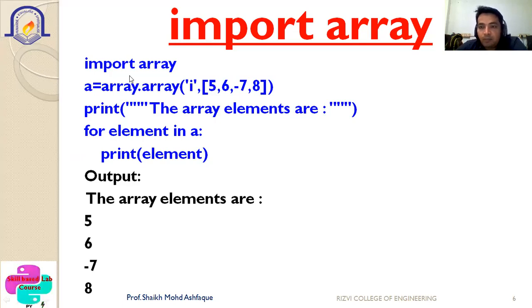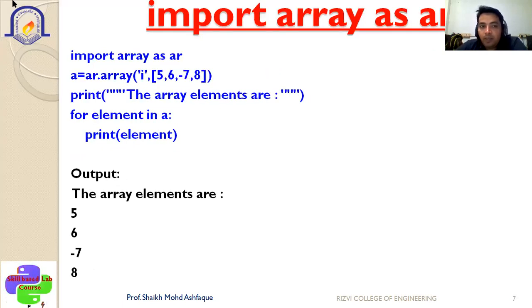If you write the same program using the second way, how will it be? It will be like this: import array as AR. Now instead of array, we can use AR. Here AR can be anything; it will be defined by the user. You can write BR, CR, or AA, etc. So here we are writing AR, and then a is equal to AR dot array, where AR indicates the imported package.